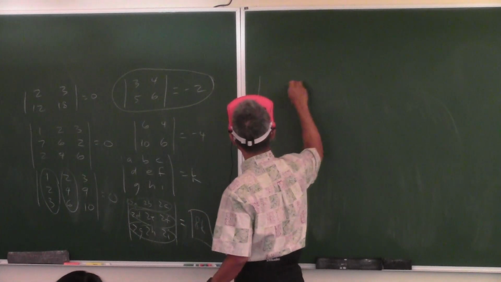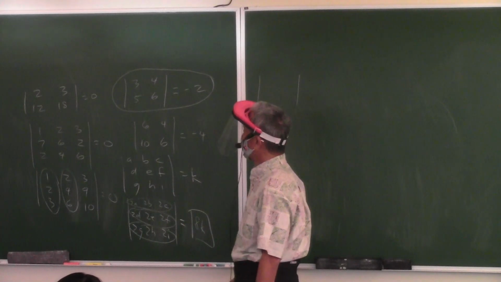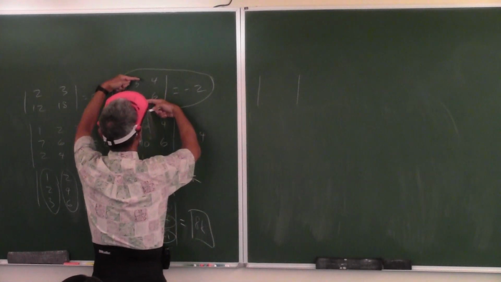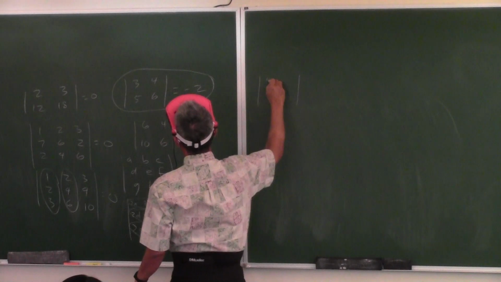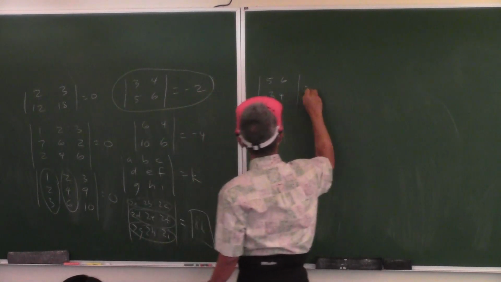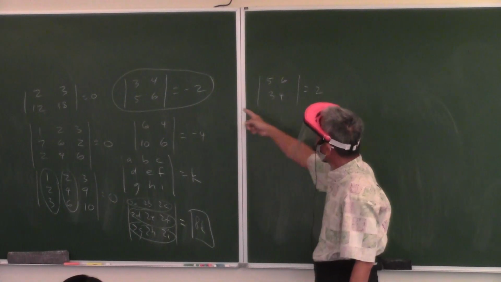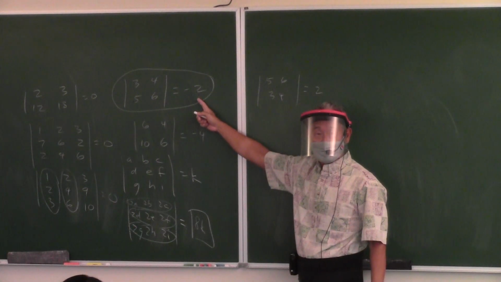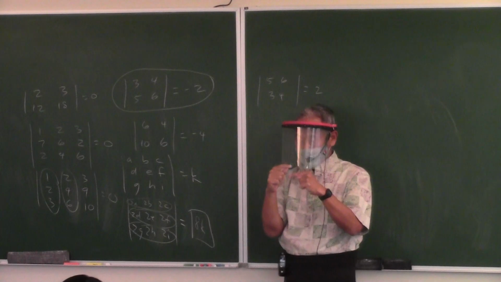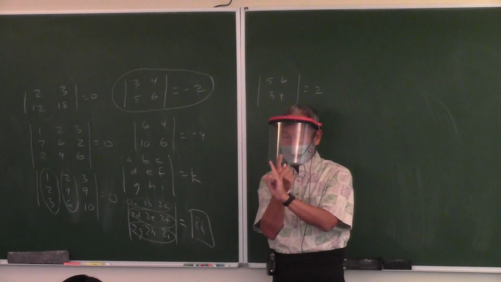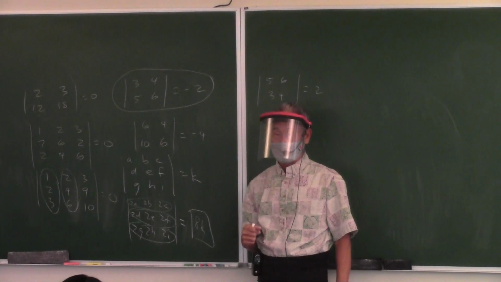Tell me. Rows or columns? Row. Okay, row. Here are the two rows. What would happen if you switch it? 5, 6, 3, 4. Okay, now compute it. 20 minus 18 is 2. See how the determinant got multiplied by -1? So if you switch any two rows or any two columns, the determinant gets multiplied by -1.